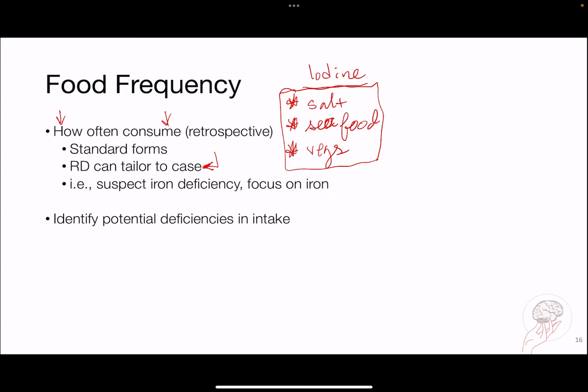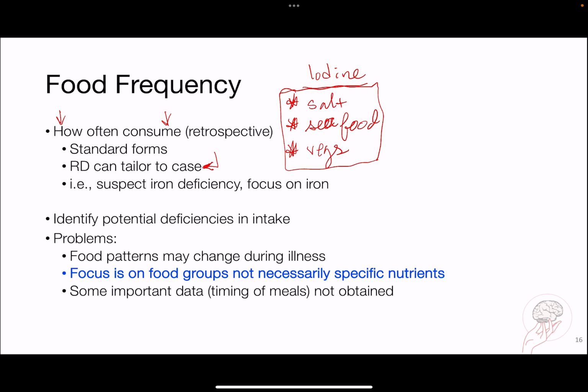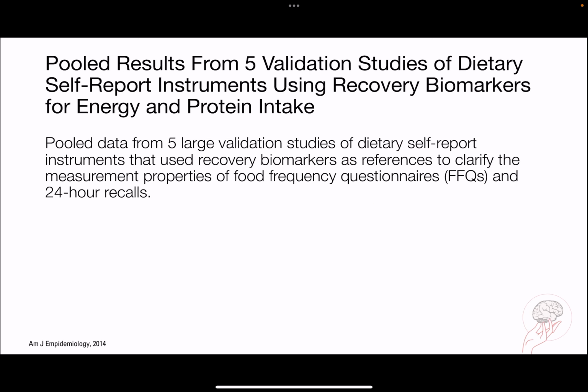And a food frequency questionnaire can identify potential deficiencies in intakes. But the problems with them are that food patterns may change during an illness, and the focus is on food groups, not necessarily specific nutrients, unless you're creating one specifically for a nutrient. And some important data, like the timing of meals, is not obtained. We also would have a hard time determining something like food security, because it's usually we ask over the course of the last 3 weeks or months.